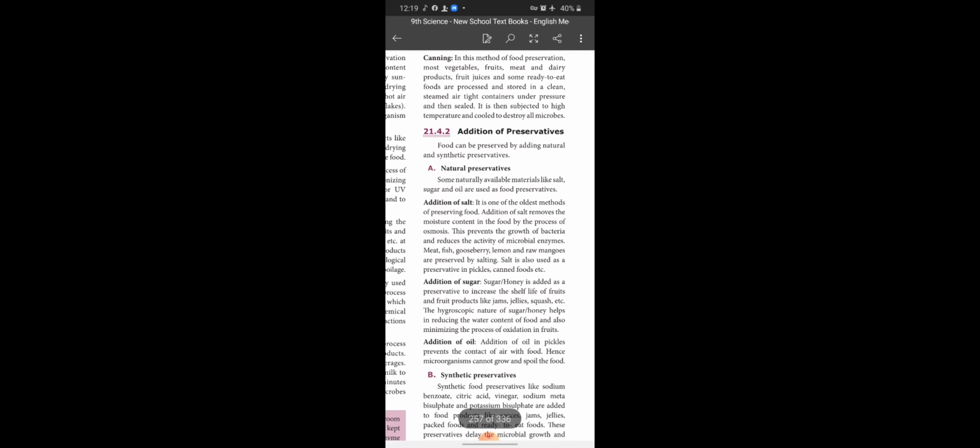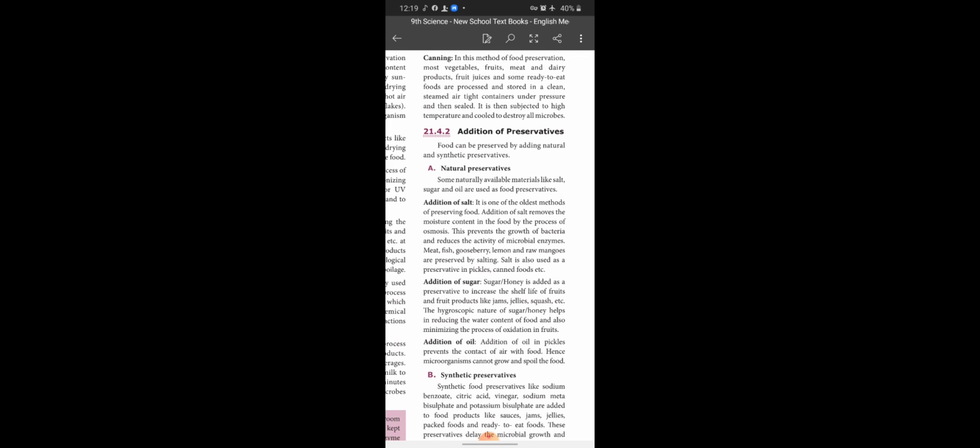Next one is canning. In this method of food preservation, most vegetables, fruits, meat and dairy products, fruit juices and some ready to eat foods are processed and stored in clean steamed airtight containers under pressure and then sealed. It is then subjected to high temperature and cooled to destroy all microbes. This is what canning. We are using many canned foodstuffs nowadays, children.